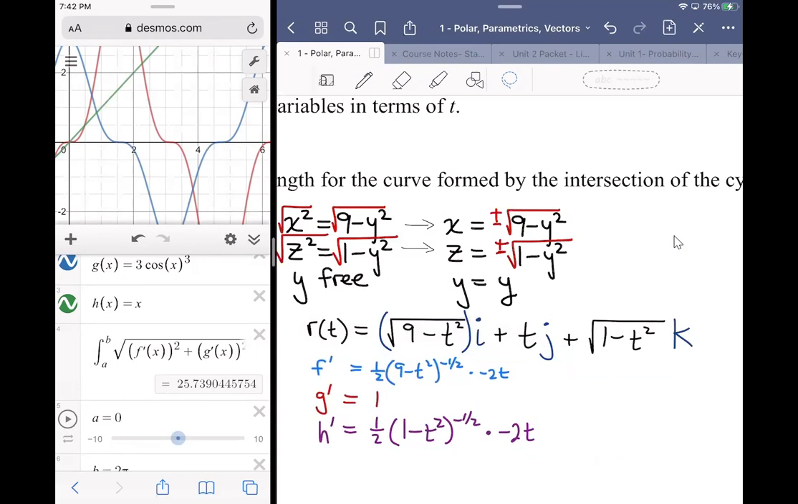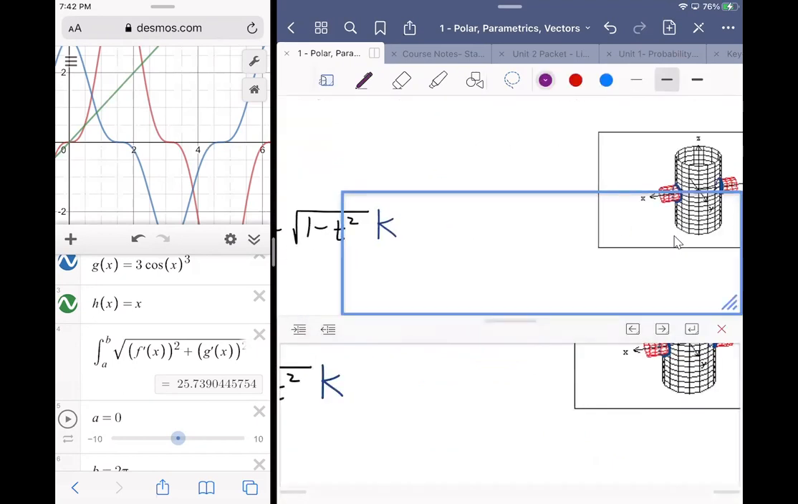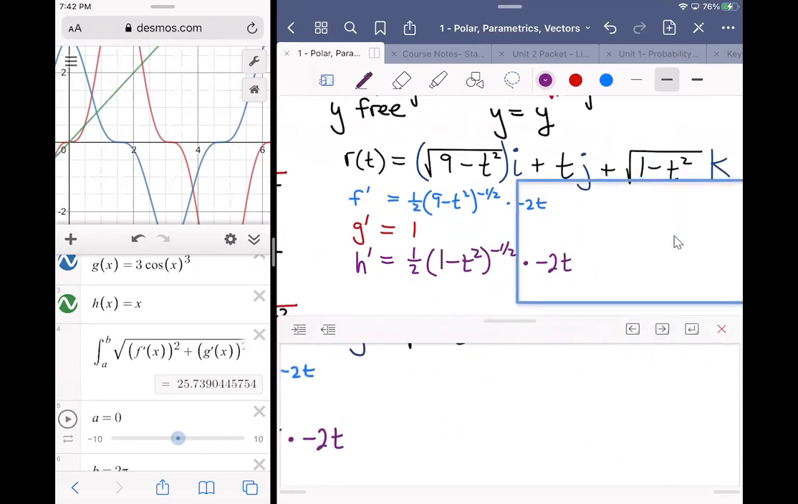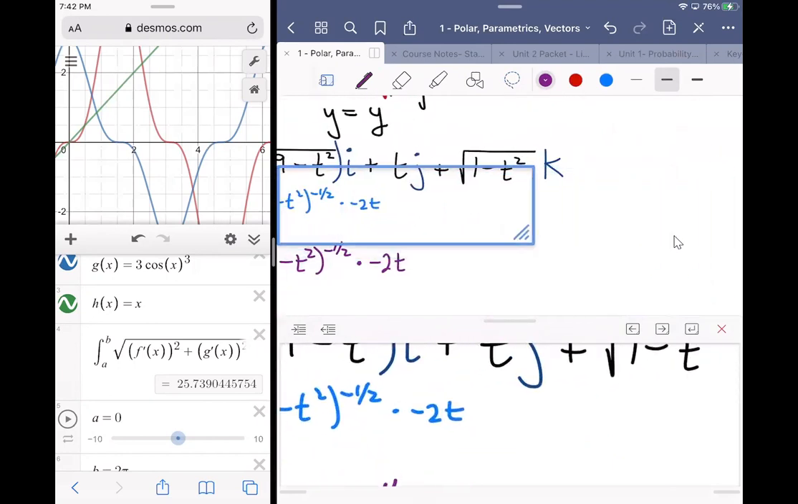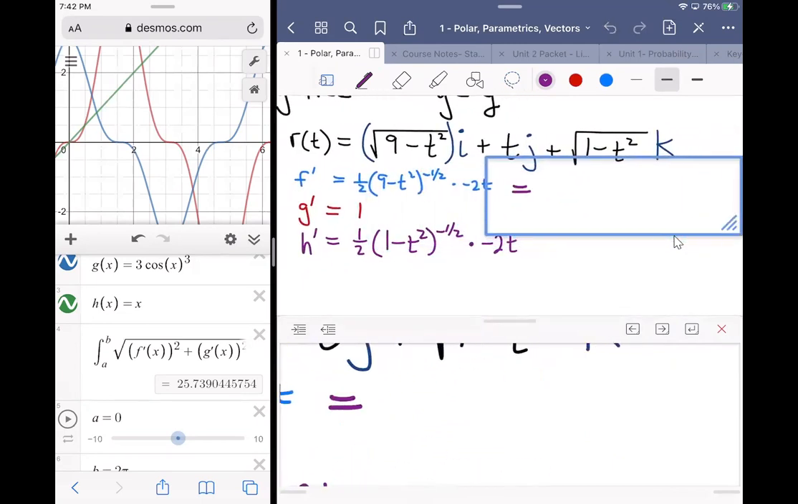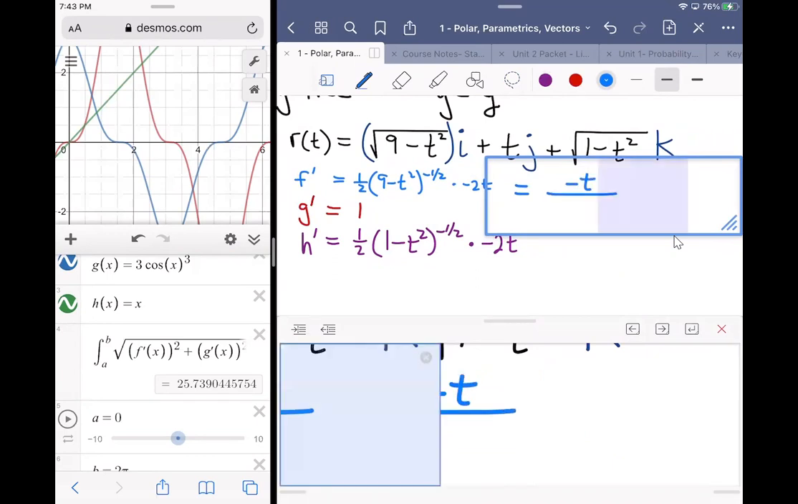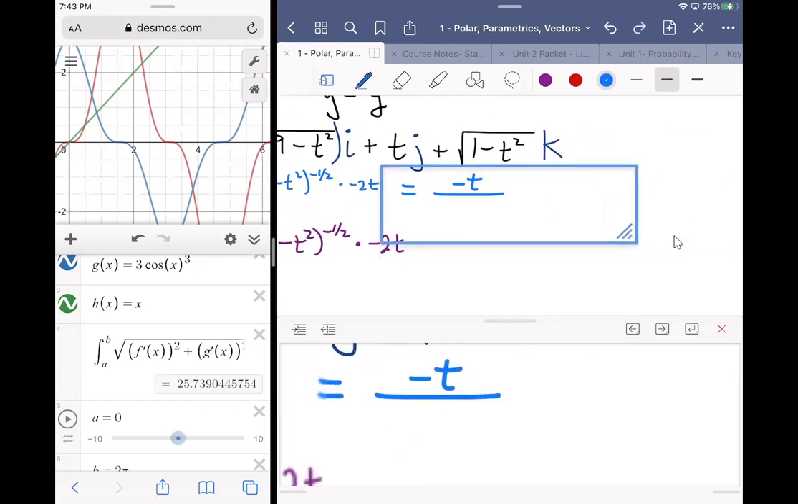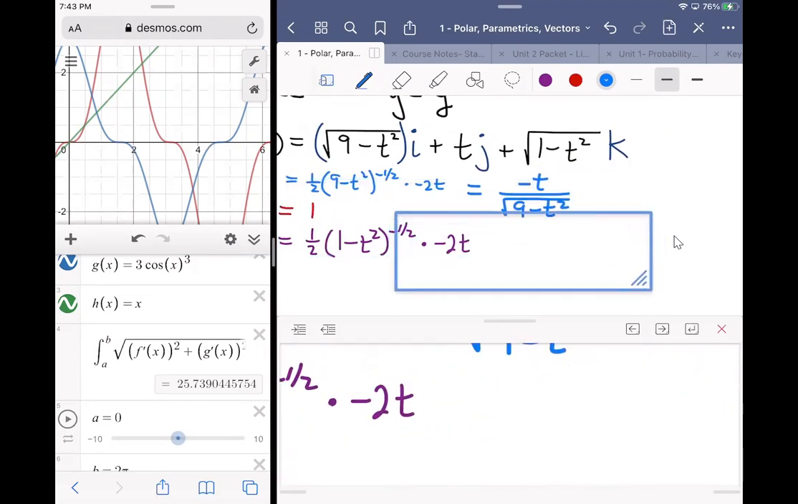All right, so those are the derivative values that I would pop into the formula. I mean, there is a benefit to cleaning it up a smidge, so let me do that. It might be a little easier to type into Desmos, if anything. So -t over 9 minus t squared. Desmos handles fractions very nicely, so I'm not worried about that.